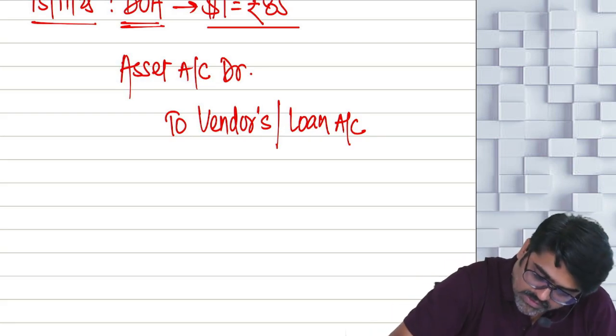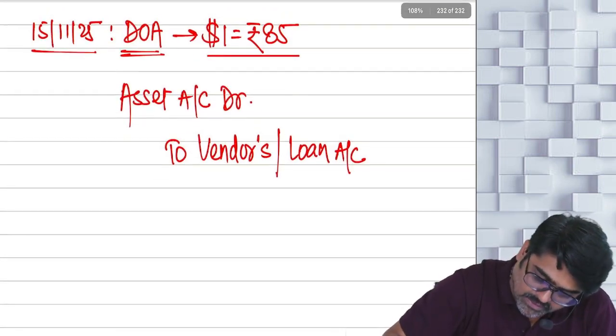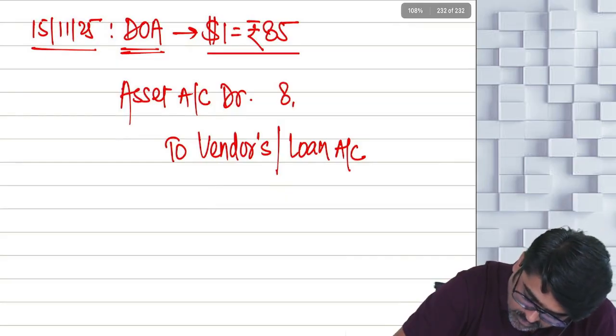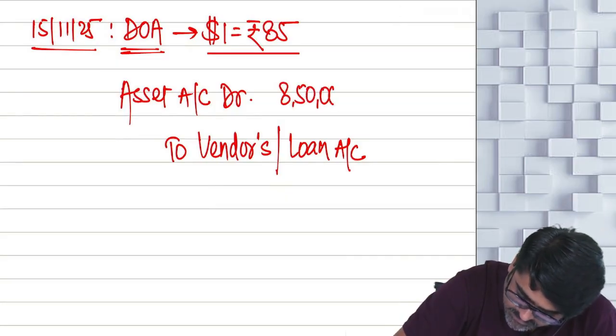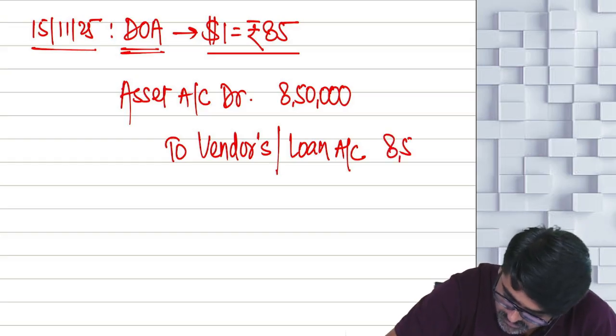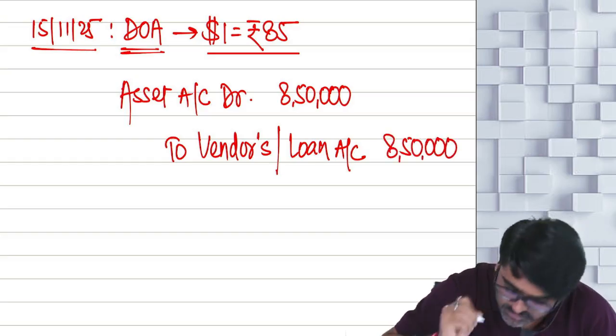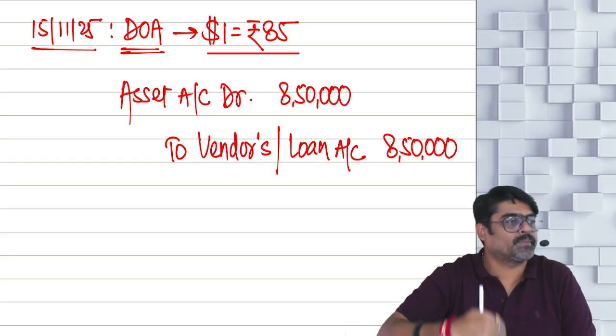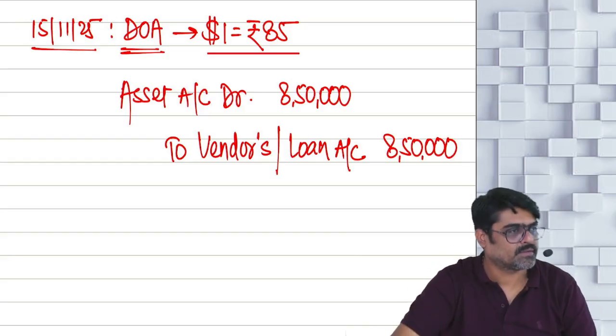So $1 is equal to 85. So $10,000 will be 8,50,000. So the asset you recorded in your books at 8,50,000. And against that you have created a liability of 8,50,000. Yes or no? Now you are going to make the payment also, no, for this asset.